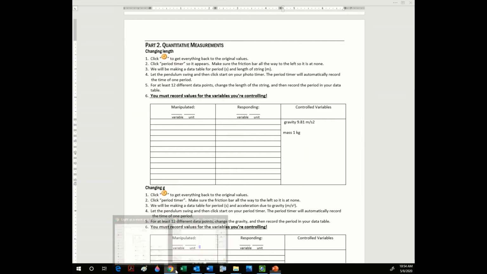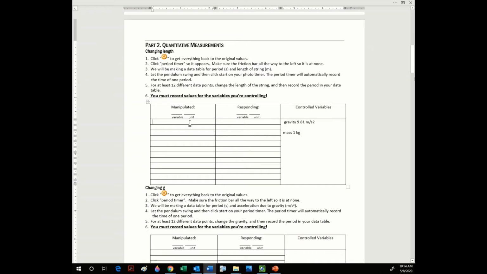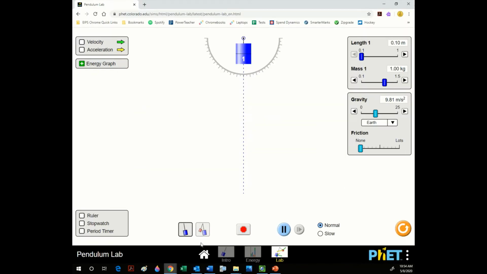So what you'll do is just start off small right here. I can start off at 0.1, record that value as 0.1. My variable that I'm manipulating is my length, and my unit is meters, like that. And then I want to see how that affects my period, and my unit is seconds, right? So 0.1, and then you can use this slider to increase by 0.1s. But you see you can only get 10 in for that, so you can just use this to increase it.